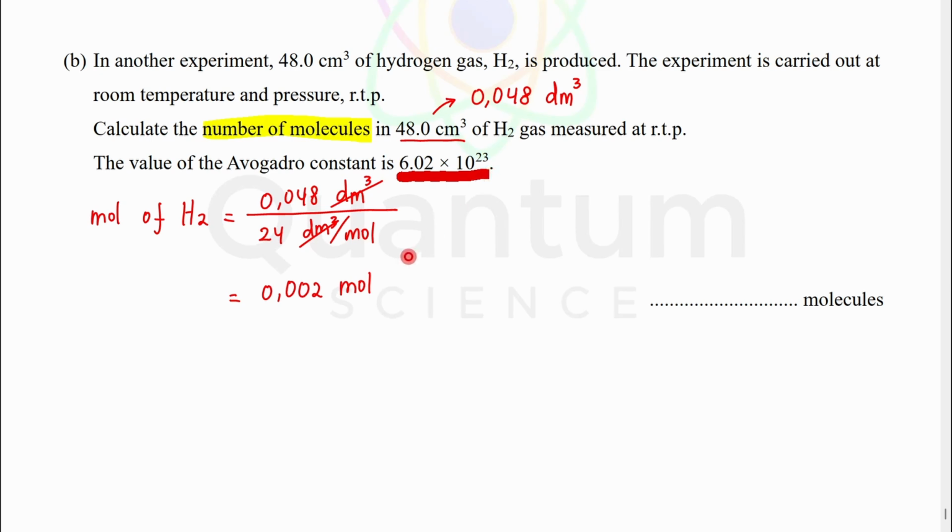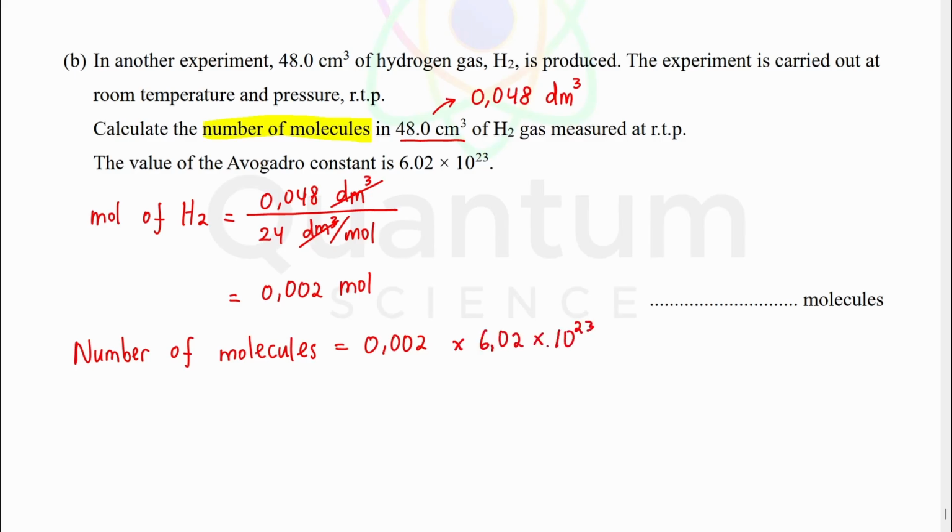Now remember, 1 mole is always equals to 6.02 times 10 power of 23. So if you have 0.002 mole, that means you just times the number of moles with this number. Okay? So number of molecules equals to 0.002 times 6.02 times 10 power of 23. So equals to 0.01204 times 10 power of 23. Or you can change it into standard form, which is 1.204 times 10 power of 21. So the answer here is 1.204 times 10 power of 21.